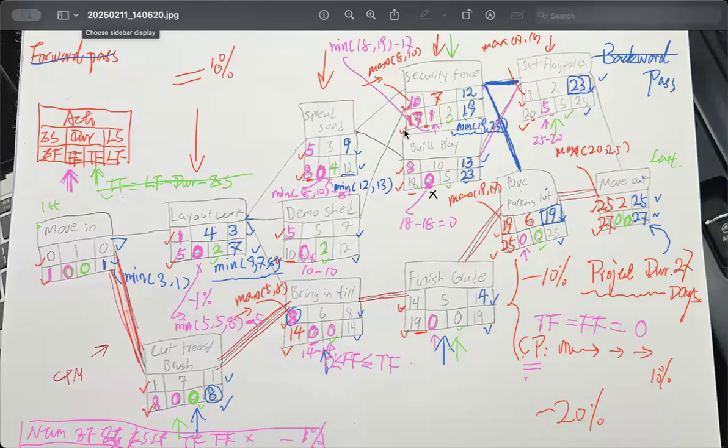Yes. Sorry, go ahead. For the finish grade, is the late start time supposed to be a 4 or 14? It's the bottom right. Finish grade will be 14. Okay, yes, thank you. This is 14. So 14 minus 14, you're getting 0.